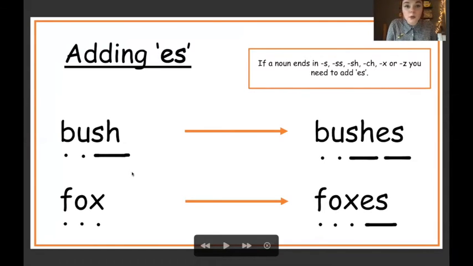So like you can see with the word bush, we've got SH, and when we've got SH at the end of a singular noun, we're going to add ES as the suffix. With the word fox, we've got X at the end. And because we've got X at the end, we're going to add the suffix ES, okay? You might remember that from learning a couple of weeks ago.